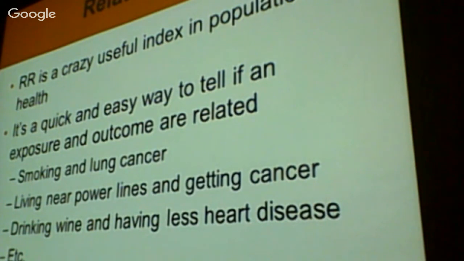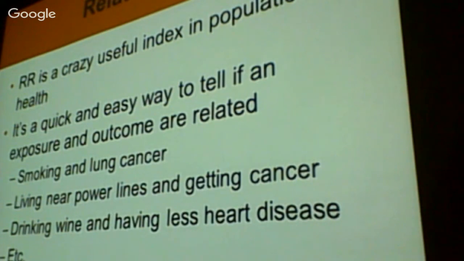Right? So in the case of smoking and lung cancer, if the relative risk is greater than 1, I know that smoking is associated with lung cancer. In the case of Parkinson's disease, if this is like 0.5, I know that smoking is protective of Parkinson's disease. Right? The magic number is 1.